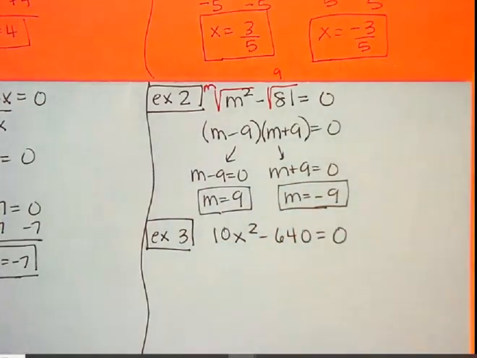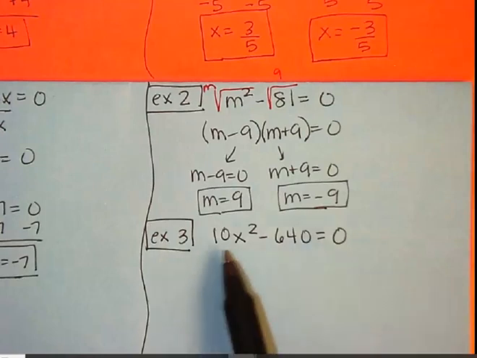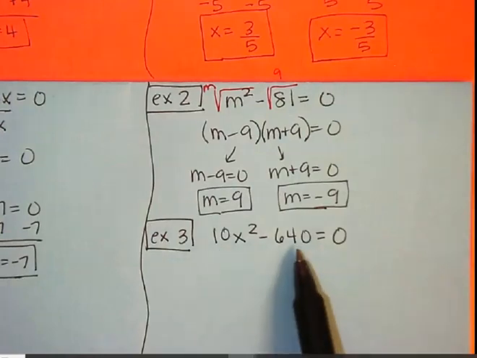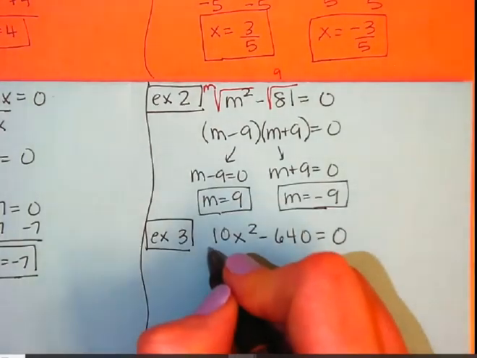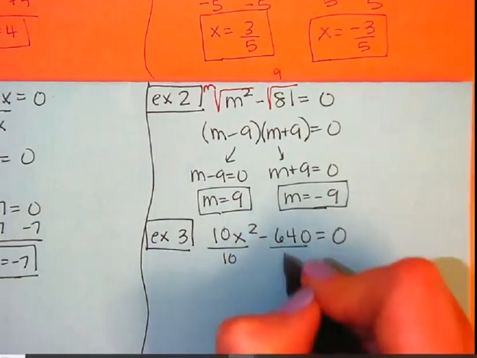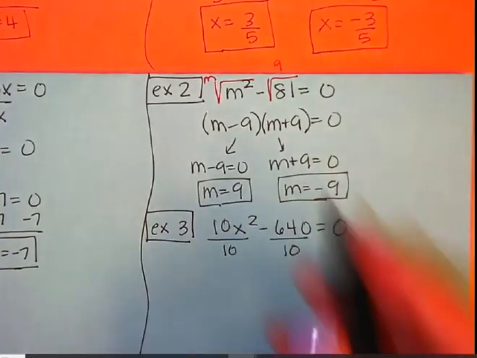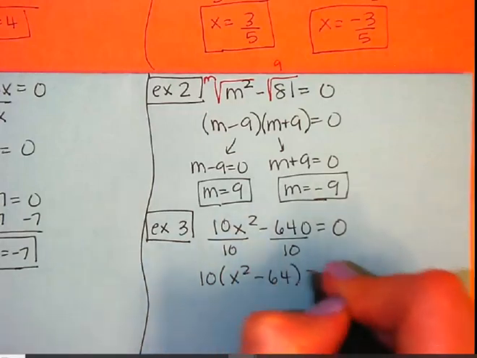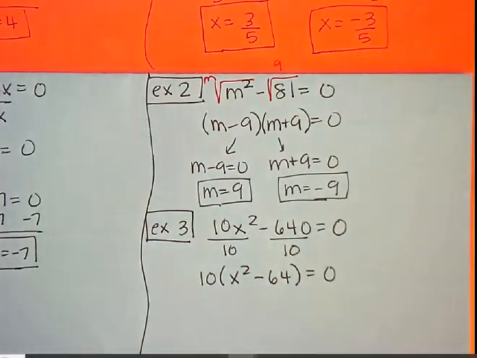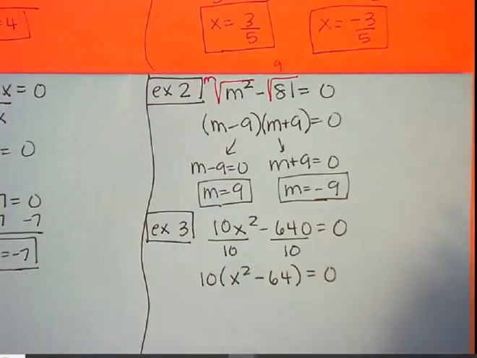10x squared minus 640 equals 0. So we know it's not a difference of squares because 10 is not a perfect square and 640 is not a perfect square. But when I divide out a GCF of 10, I then have 10 times x squared minus 64 equals 0. And x squared and 64 are perfect squares that are being subtracted. So I can do difference of squares on both of them.